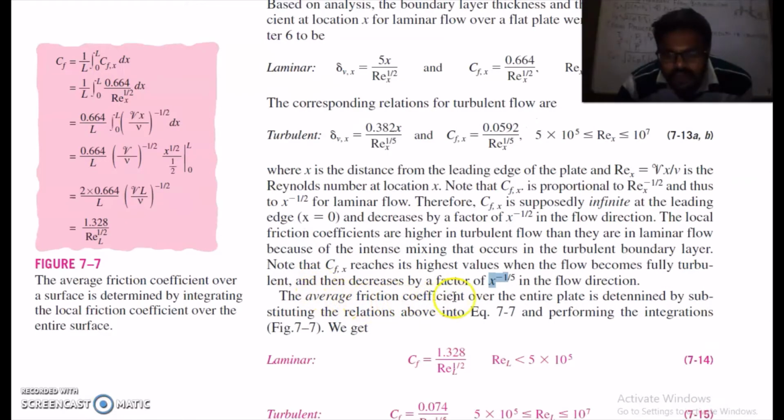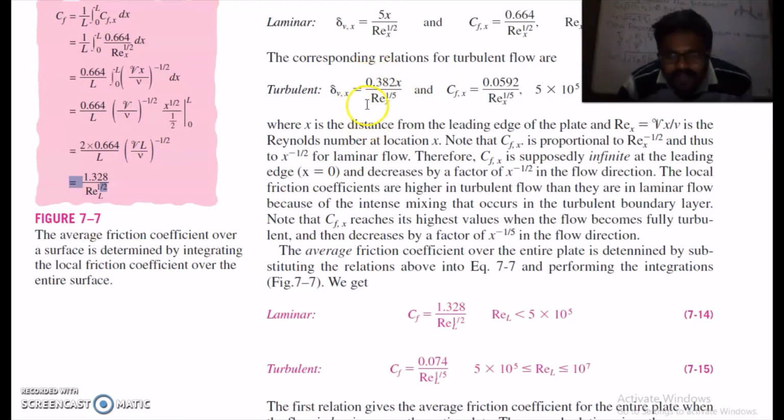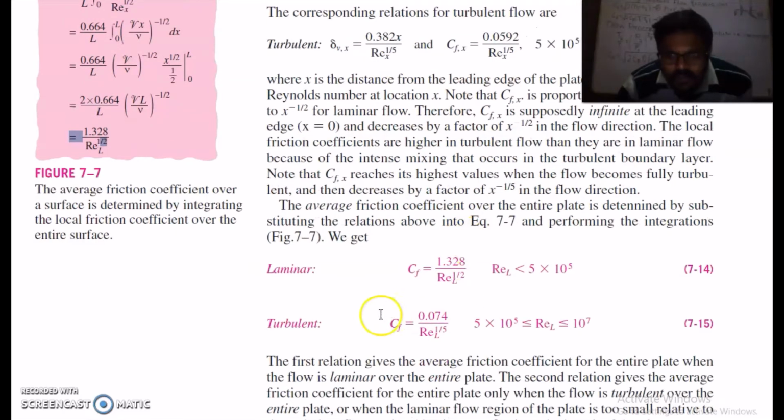The average friction coefficient over the entire plate is determined from this relation. If you take this and integrate over the whole length of the plate, you will get this value here, which is the average friction coefficient for the entire plate. Same for the turbulent case, when you integrate this value, you will get this friction coefficient for the entire plate.